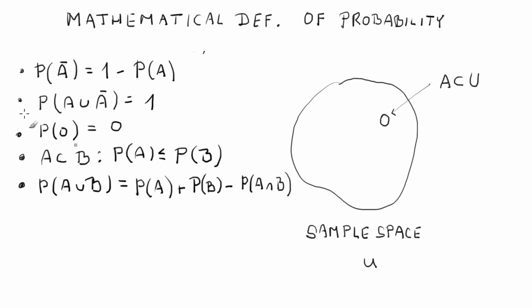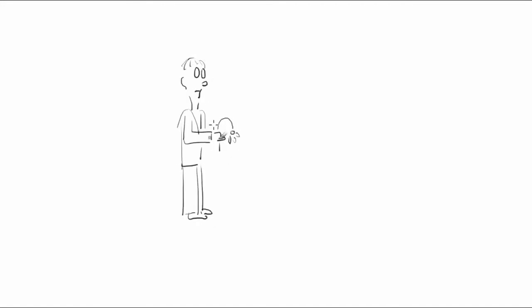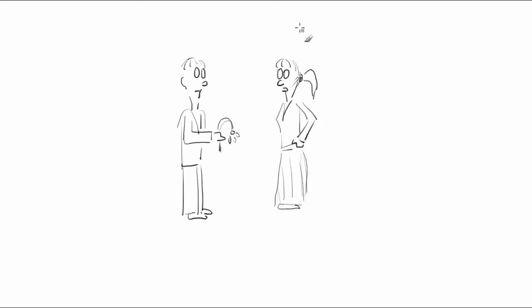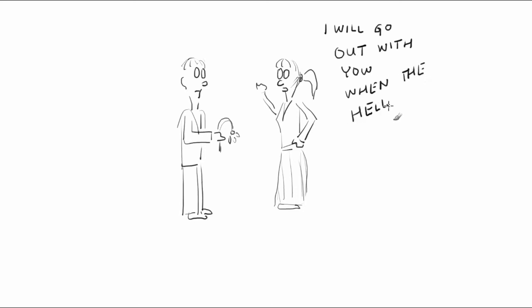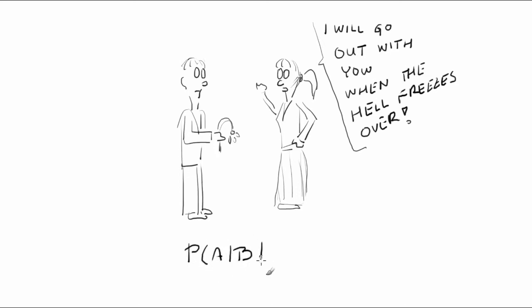Very often, you will need to work with the probability that some event A happens, given that you know that also an event B happened. This is called conditional probability, because there is this condition on B. We denote it as probability of A given B.